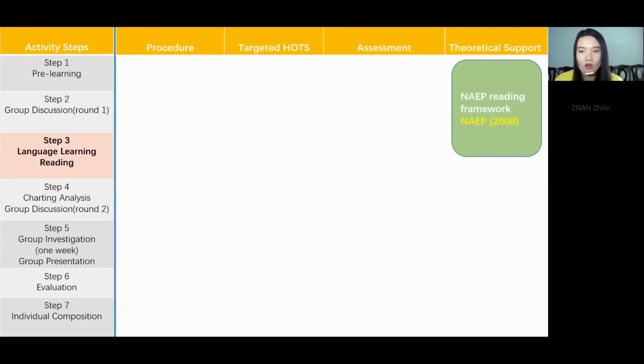Hi, this is Zhang Zhiling, responsible for Step 3 and 4. Step 3 is generally reading-based. Existing studies suppose that reading includes different levels of thinking, both basic and higher-order thinking.